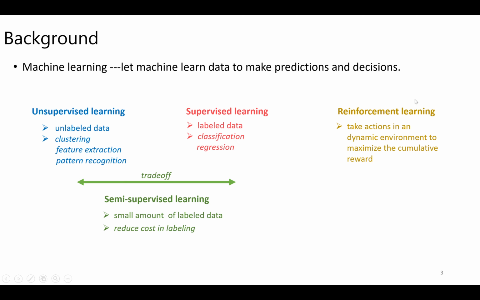The last one is the reinforcement learning. It takes actions in a dynamic environment to maximize the cumulative reward. The focus is on finding a balance between the exploration of uncharted territory and exploitation of current knowledge.